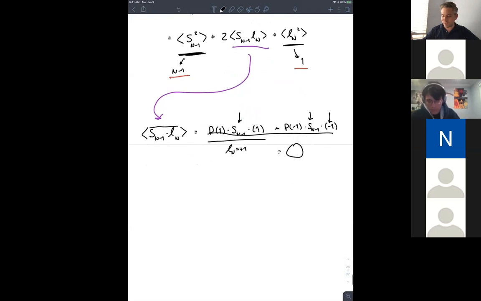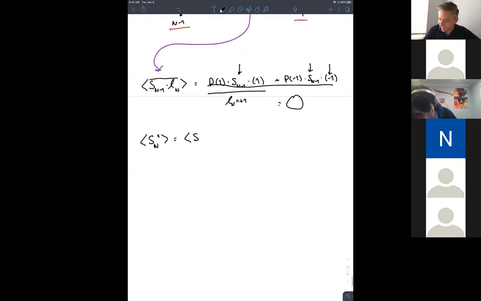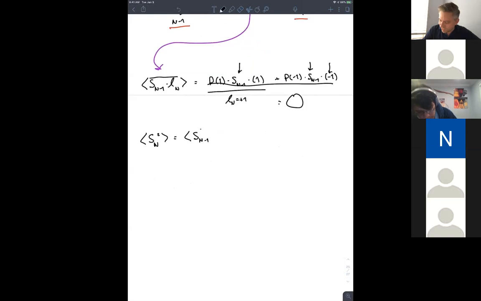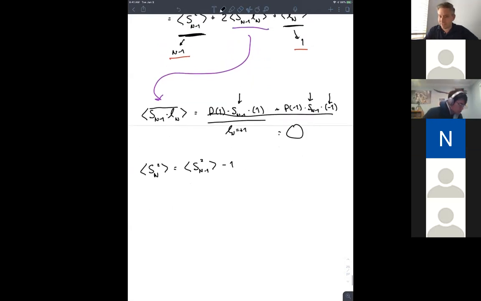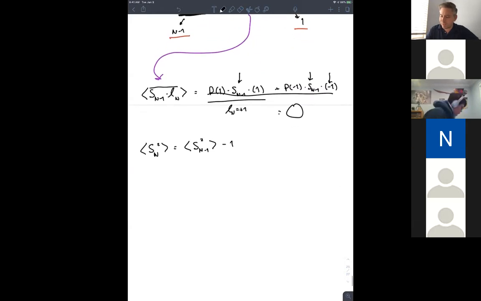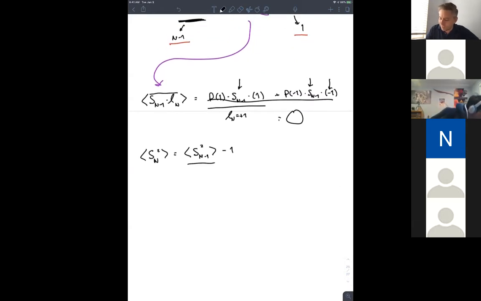Excellent. So what we just showed is that S sub n squared is equal to the average of S sub n minus 1 squared minus 1, right? Because that middle term goes to 0. Our last term up here is 1. And we are going to now assume that this is equal to n minus 1.